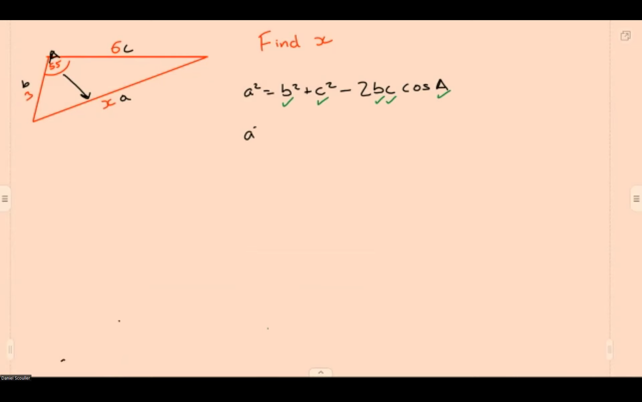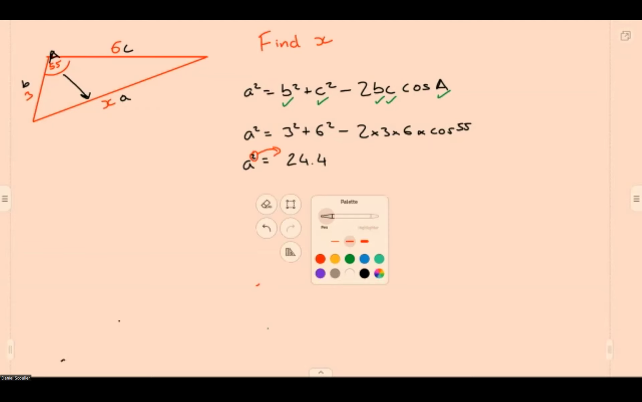Substitute in all your details, so a squared equals 3 squared plus 6 squared minus 2 times 3 times 6 times cos of the angle, which is 55. Put that in your calculator. Make sure you're comfortable putting this in your calculator. I'm getting 24.4. Remember, that's not the final answer. There's this wee square that we need to deal with, taking that across.